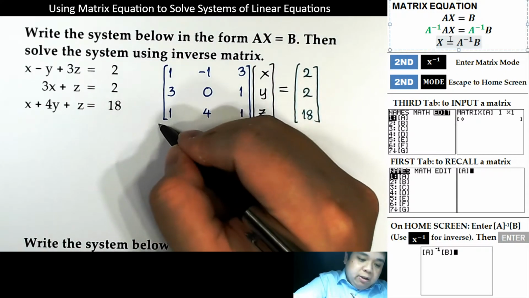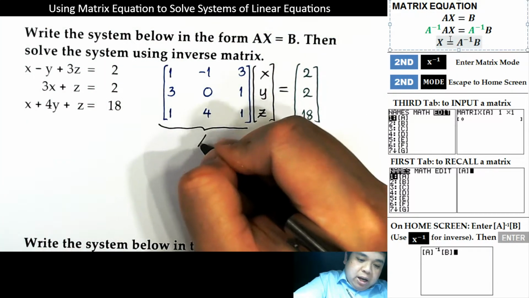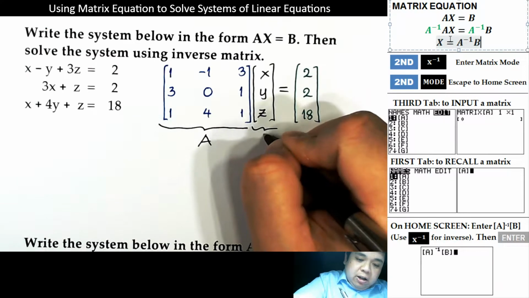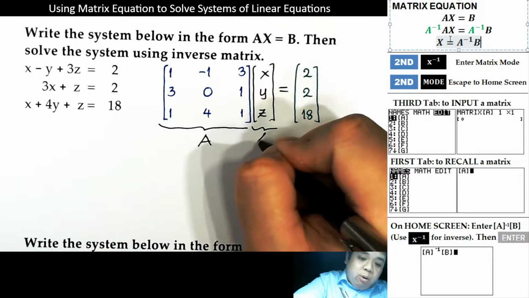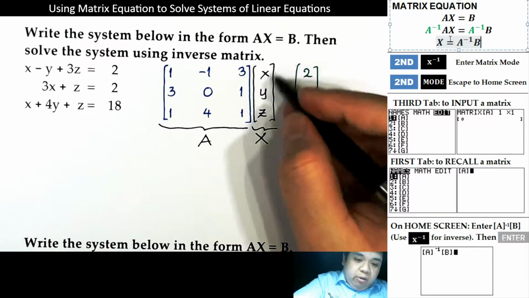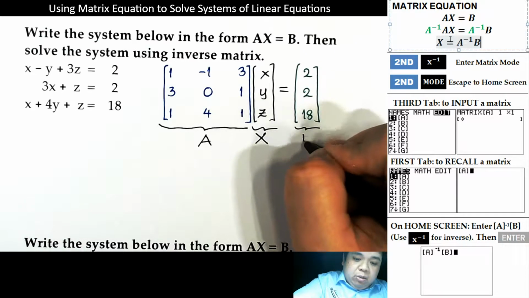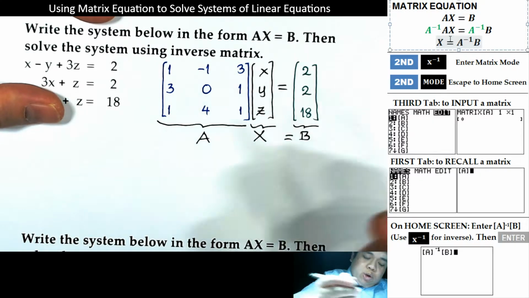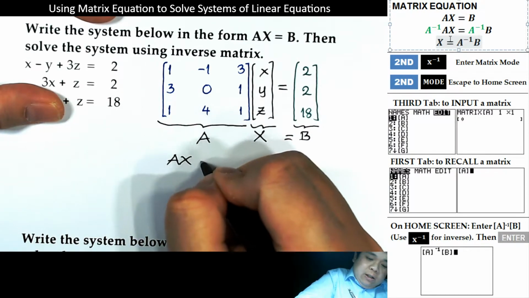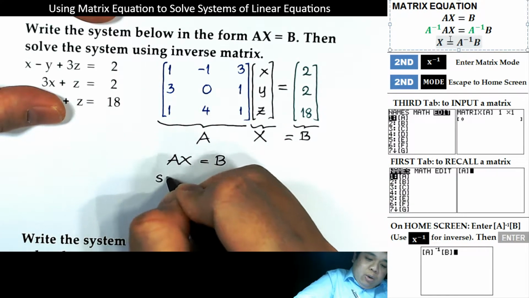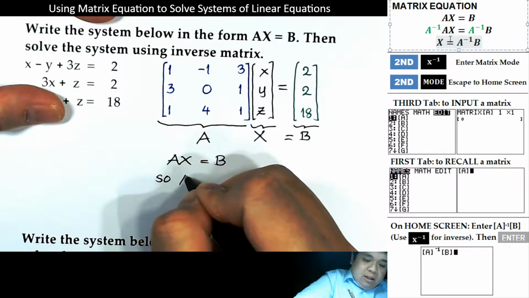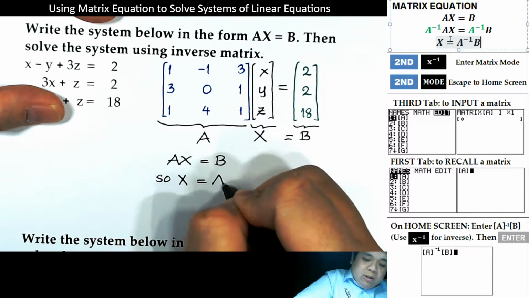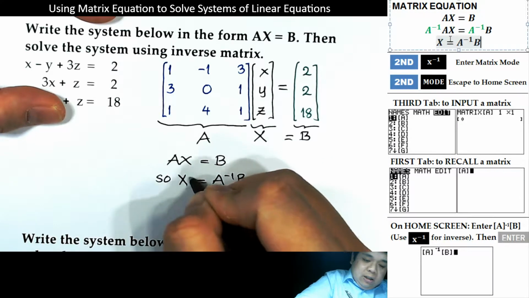So we have matrix A for coefficients, X for variables, and B for constants. Now AX equals B, so we have X equals A inverse B.